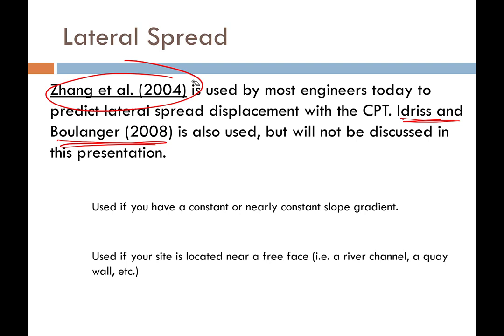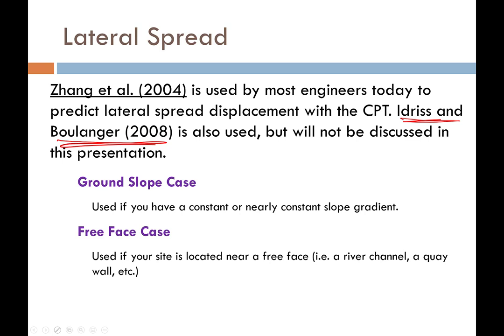So the Zhang and others semi-empirical model follows the pattern established by Bartlett and Youd, where they define whether a case is either a free face or a ground slope case. Ground slope case means that you just have a constant or a nearly constant slope gradient. And a free face case is that you have either level ground or nearly level ground adjacent to what they call a free face. This is like a canal, a river channel, or even a quay wall or something like that. So this is what a free face looks like.